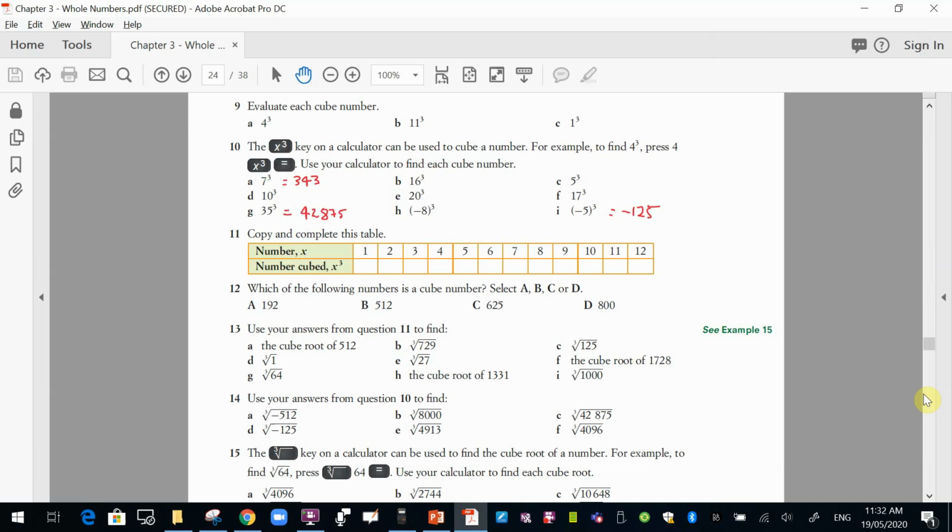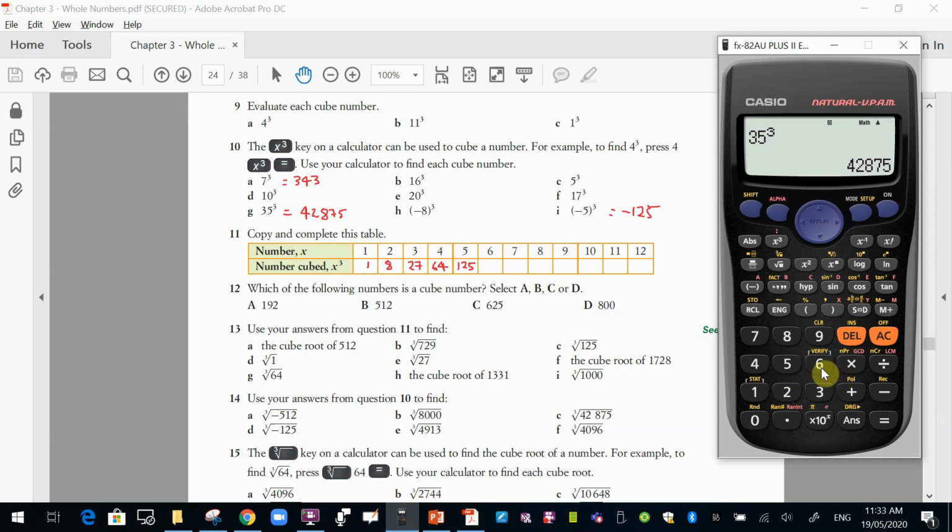Question 11. I'll do some of these. This is 1 times 1 times 1. 2 times 2 times 2. 3 times 3 times 3. 4 times 4 times 4. 5 times 5 times 5. 6 times 6 times 6. I think that's 216. 6 cubed. Yep, 216. Where were we? There it is.